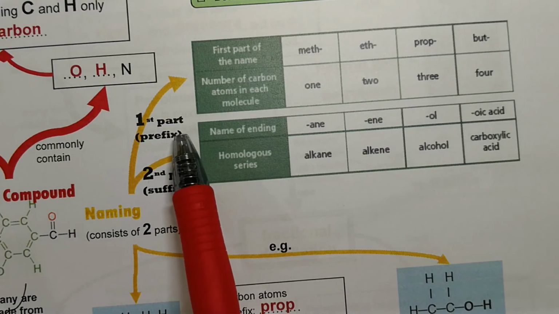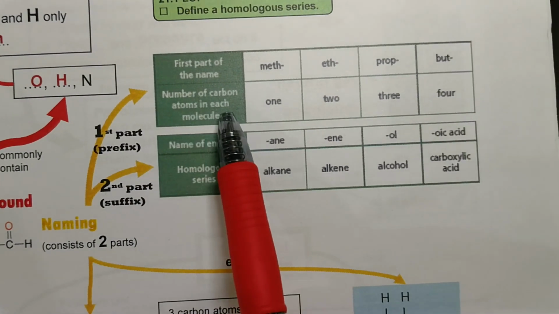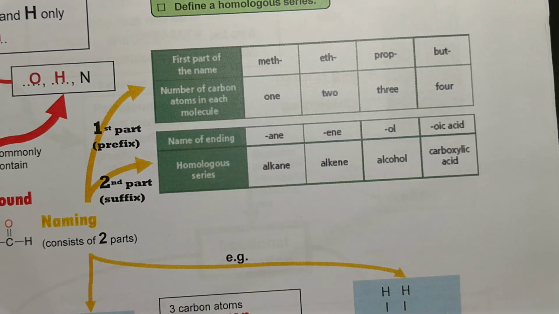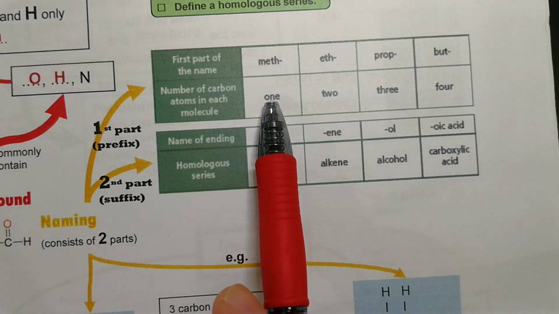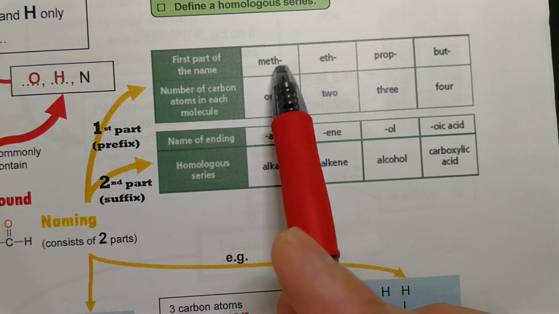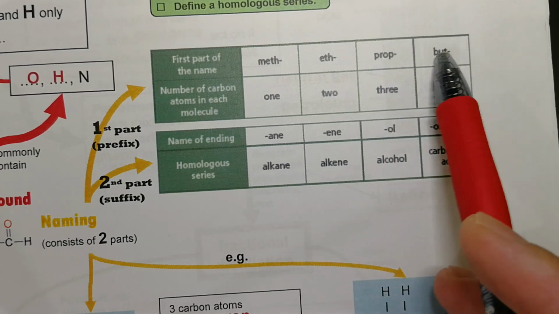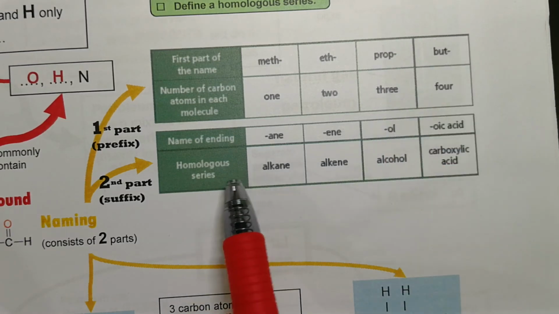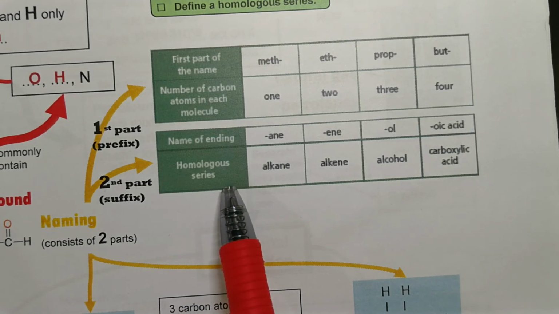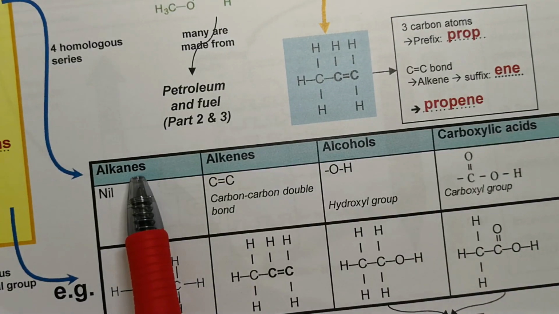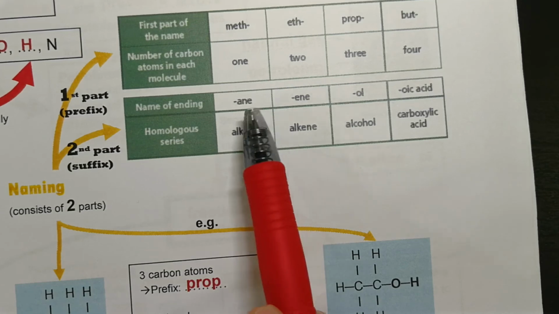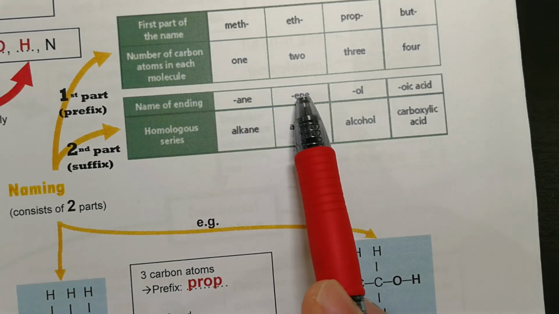So the first part of the name of an organic compound is determined by the number of carbon atoms. You have to look at how many carbon atoms are there in the organic compound. If it is one carbon atom, then the first part of the name is meth. Two carbon atoms, eth; three carbon atoms, prop; four carbon atoms, but. The second part of the name depends on which family the organic compound is in. If it is an alkane, the second part of the name will be ane. If it is an alkene, there will be ene, etc.